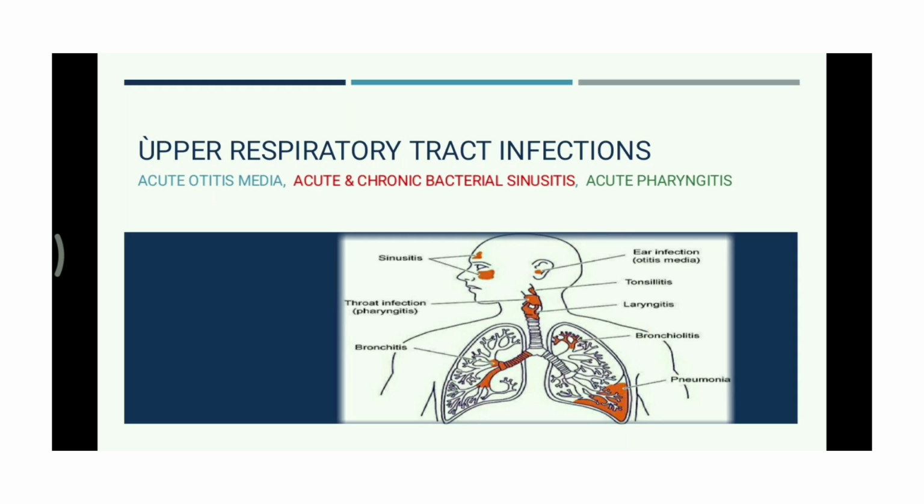So from this diagram, we can see it is sinusitis, which is the inflammation or the infection of the sinuses. Next is pharyngitis, which is the inflammation or the infection of the throat. So basically we call it a sore throat. And also we have ear infection, which is middle ear infection, that is otitis media. So these are the most common upper respiratory tract infections we see in day-to-day life.